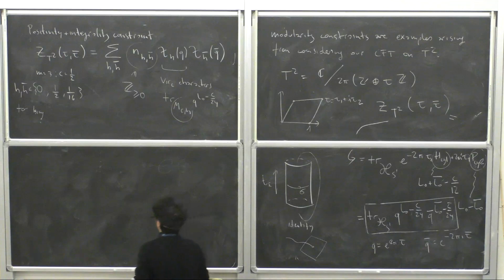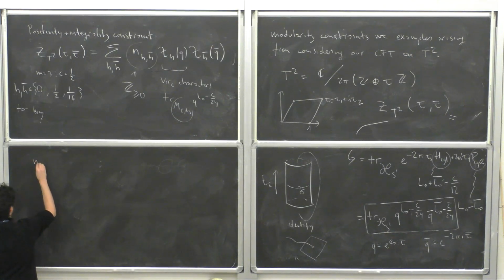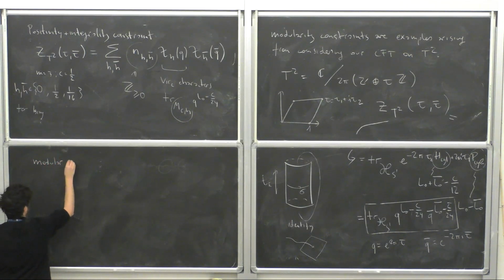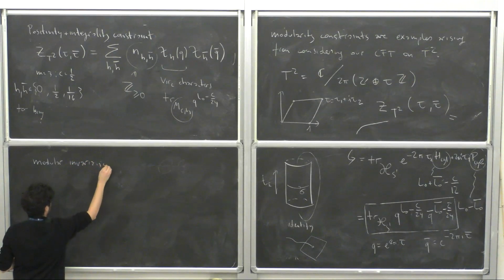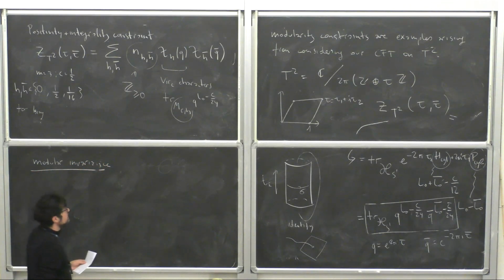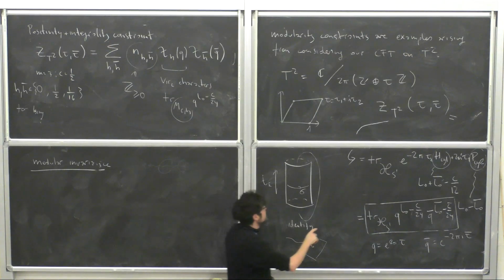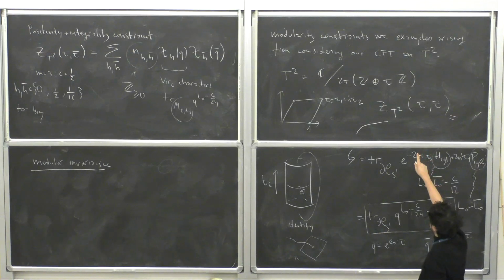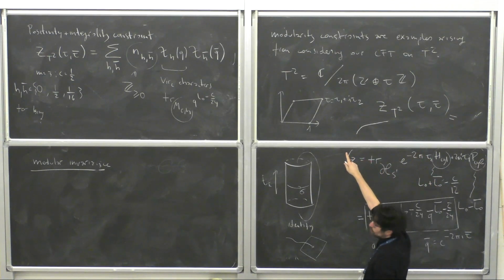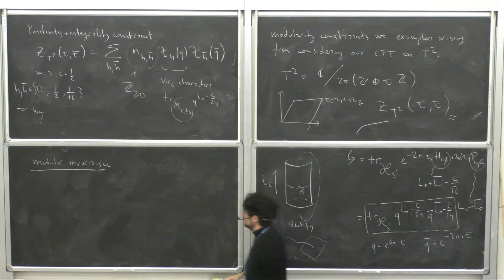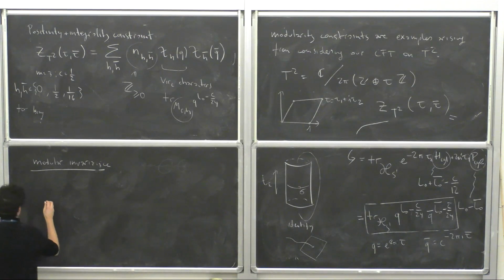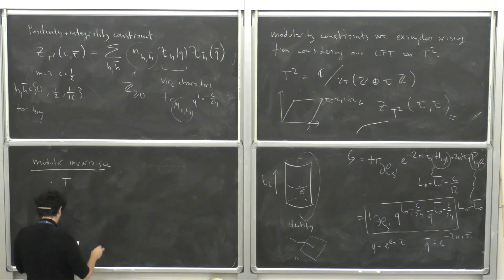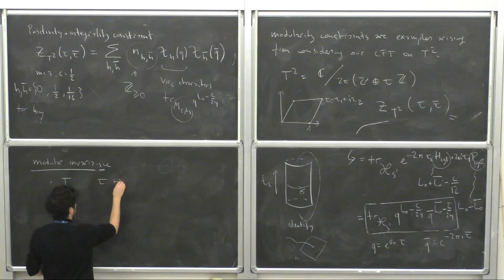And now let's consider what happens using modular invariance. Modular invariance is the statement that this partition function has to be invariant with respect to the modular transformations of this torus. The modular transformations are generated by two elementary operations. One is called T, and it acts on tau by shifting it by a unit.